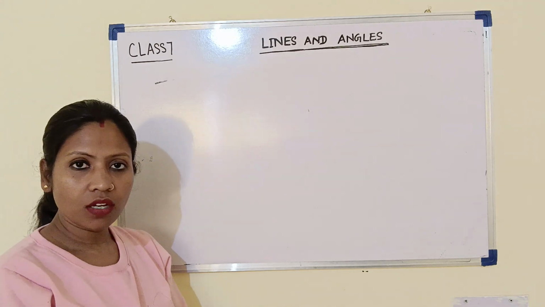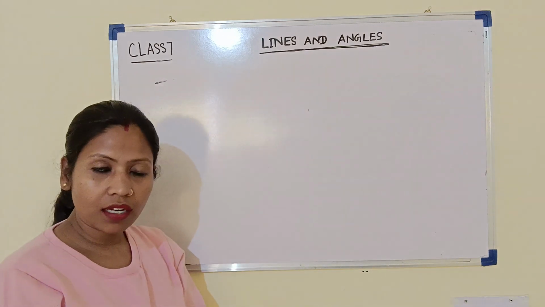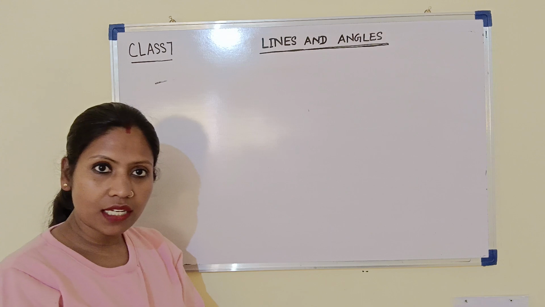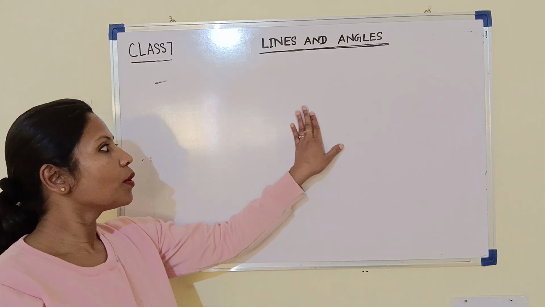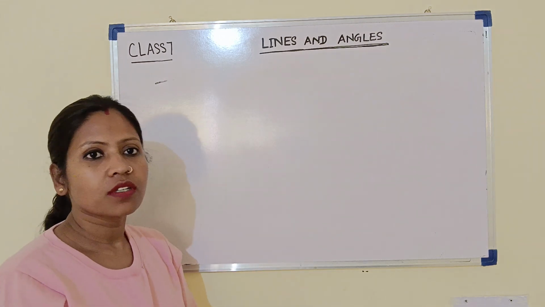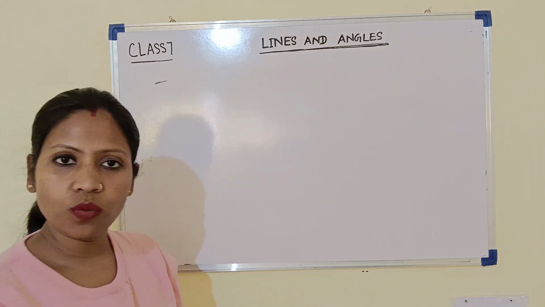I have explained the intersecting and parallel line also. I have explained the vertically opposite angles and these are equal in nature. Okay. So please revise these concepts for better understanding and do the exercise.